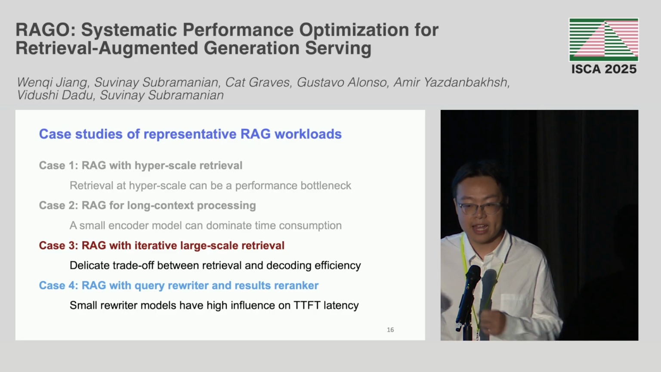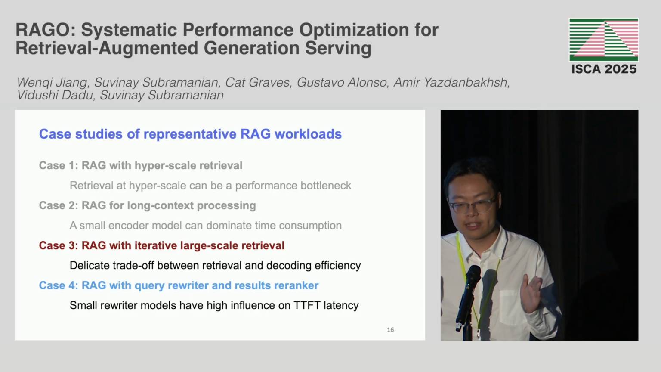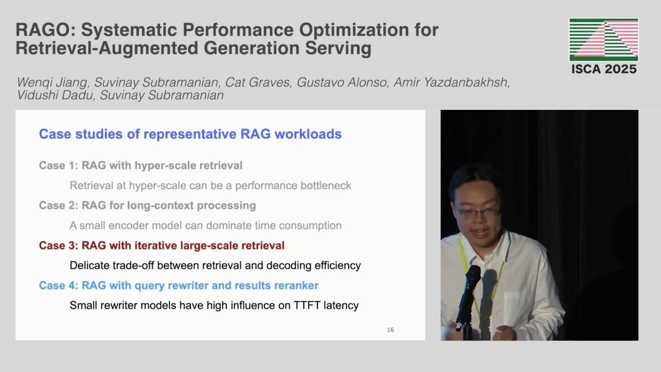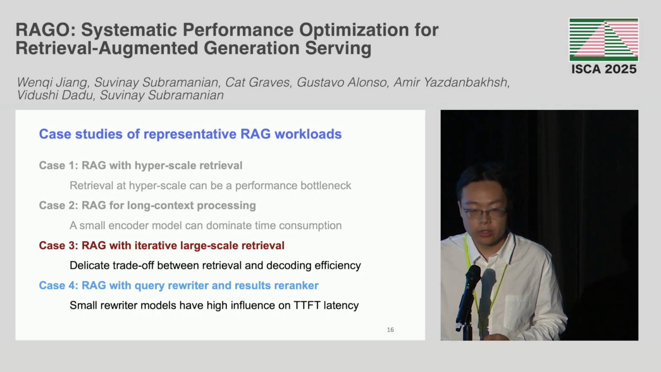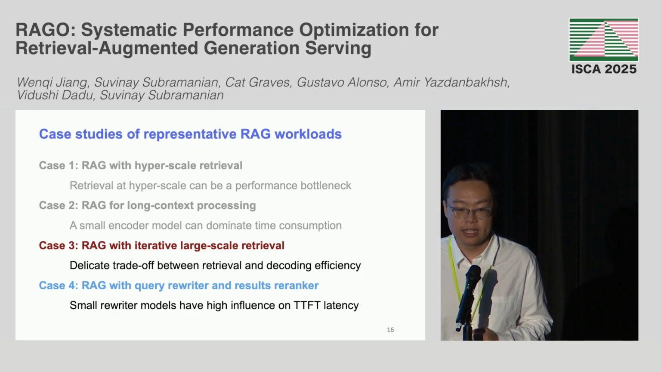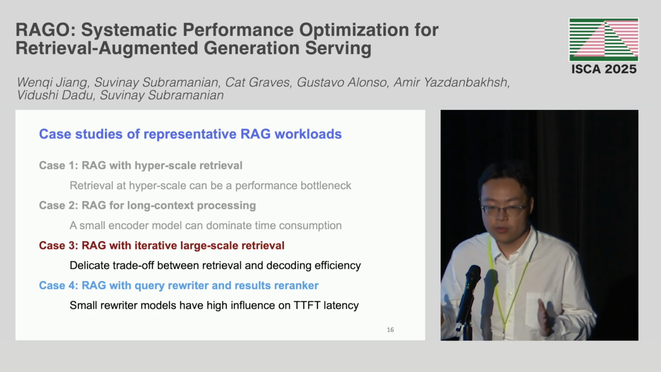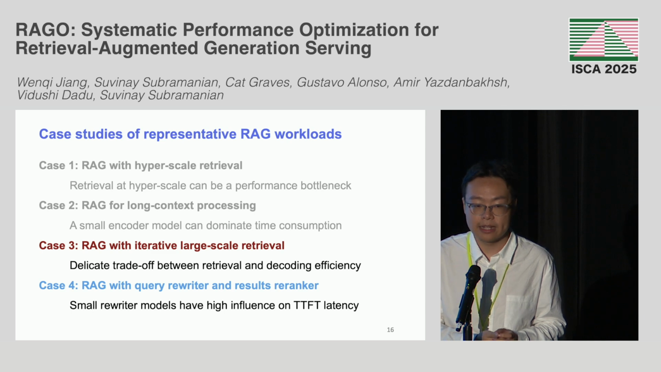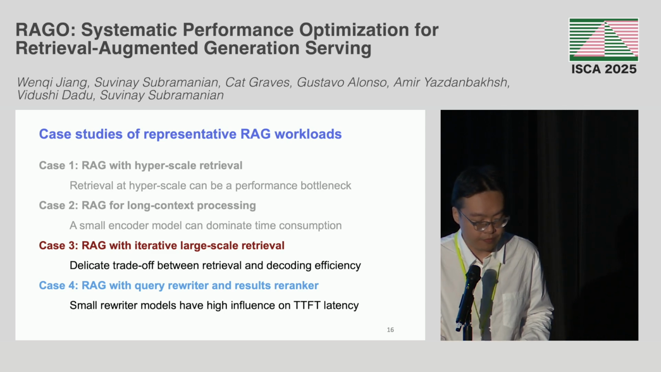For the sake of time, I cannot go deep into the rest of the case studies, but in short, for the third case study where we have iterative retrievals during the generation process, we found that the ML accelerators will remain idle when waiting for the retrieval result. So there's a delicate trade-off when tuning the batching policy of retrieval, between retrieval efficiency and generation efficiency. And for the final case study where we have additional models in the pipeline, we find that even if we have only a very small query writer model in the pipeline, it can still significantly increase the time to first token latency.